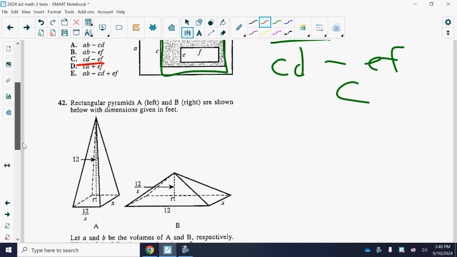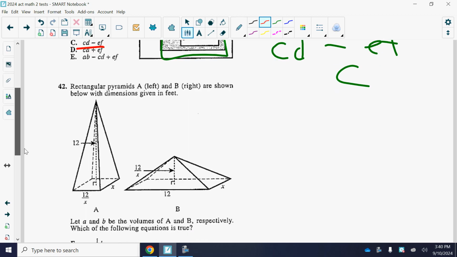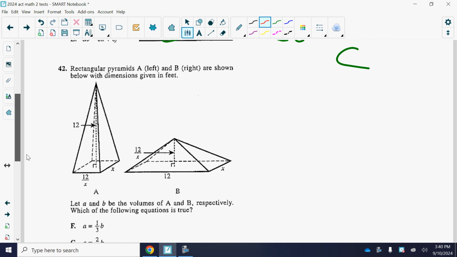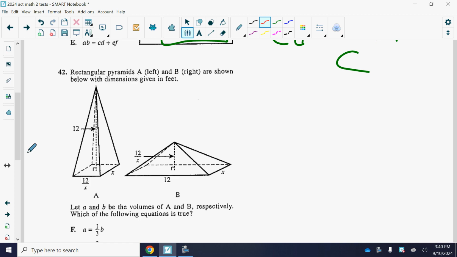Uh-oh, what's going on here? Rectangles are shown. Which of the following is true? Well, you have to do the rectangular pyramid. We're doing volume, so volume is 1/3 the area of the base times the height.